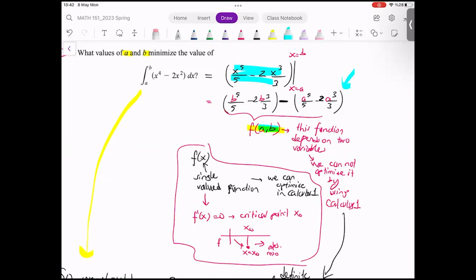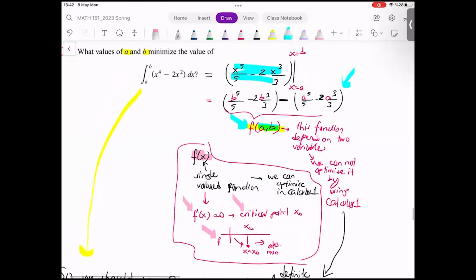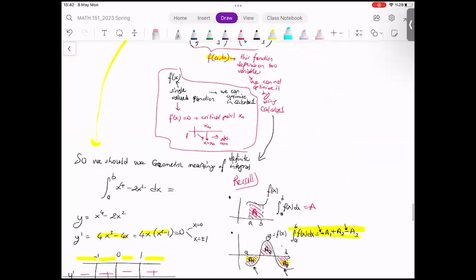Only if your function is a single variable function can you use the optimization technique that we covered last week, which goes like: take the first derivative, find the critical points, draw the sign table to find whether it is maximum or minimum. But this technique is not working here, as your function is not a single variable function. It depends on A and B, two variables.